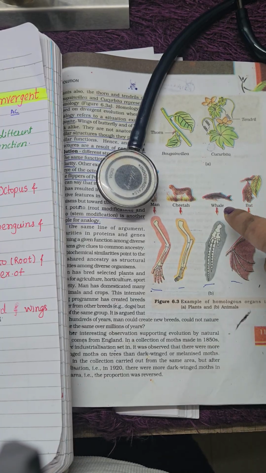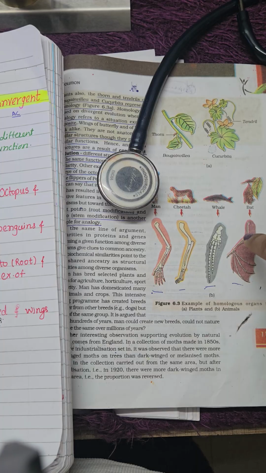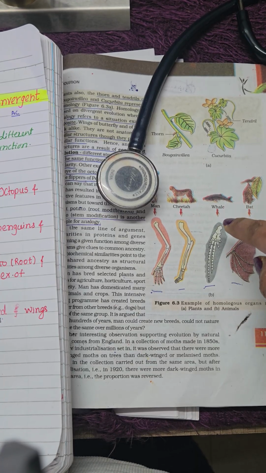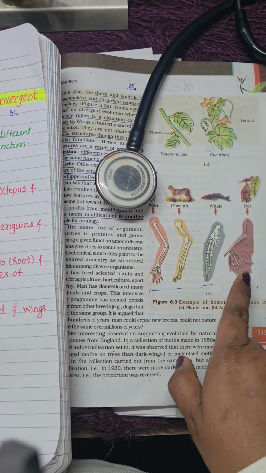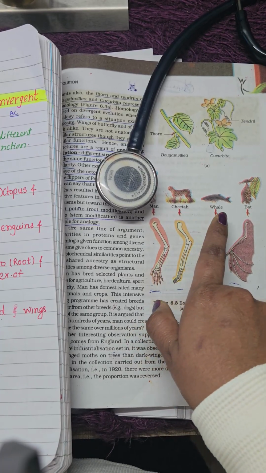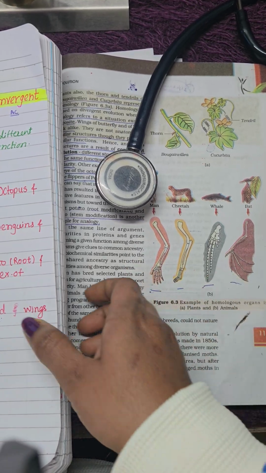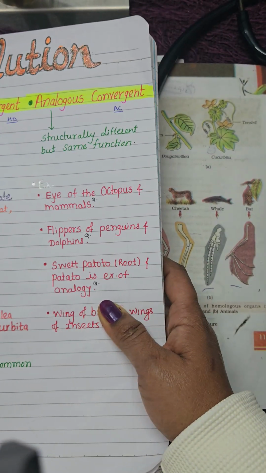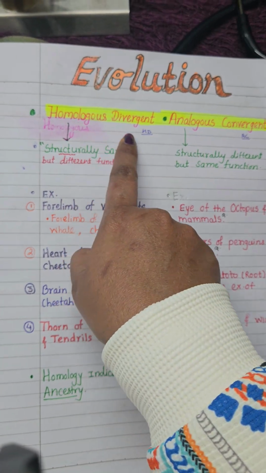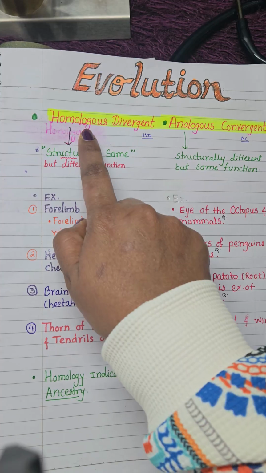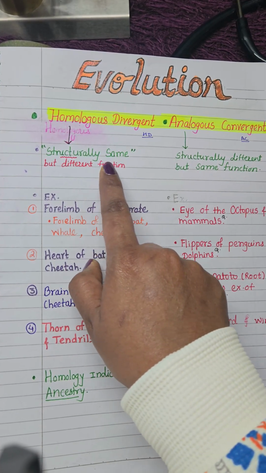The same in whale and bat also. The bat wing also has humerus, radius and ulna, and the whale also has humerus, radius, ulna, phalanges and metacarpals, found in all 4: man, cheetah, whale and bat. They have similar structures. They have homologous anatomy, but they have different functions. This theory is called homologous divergent. Please remember, this is called homologous divergent. Means structurally same but different functions.